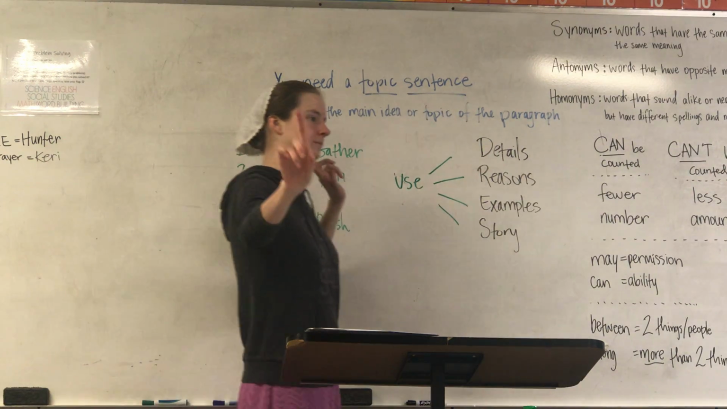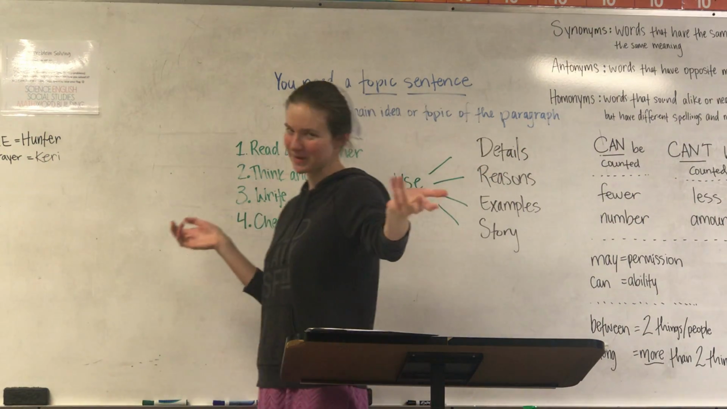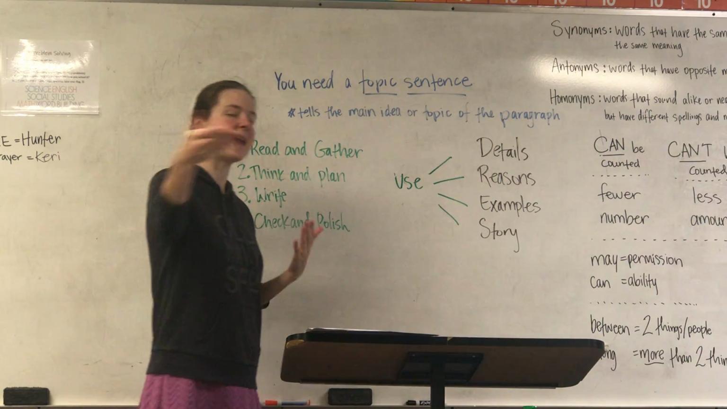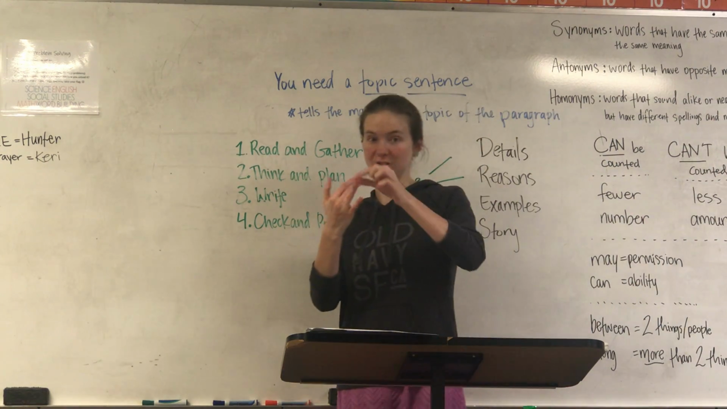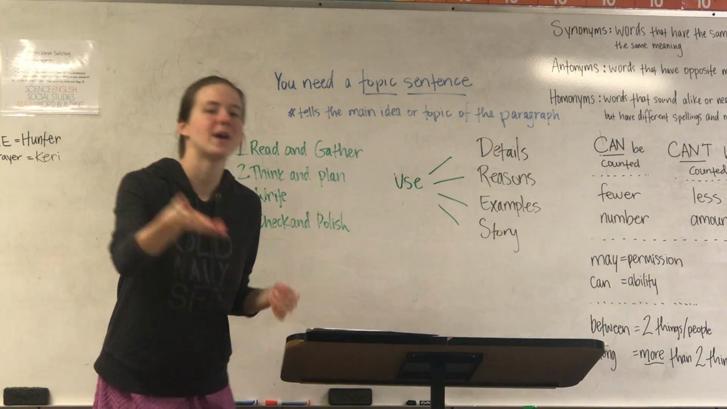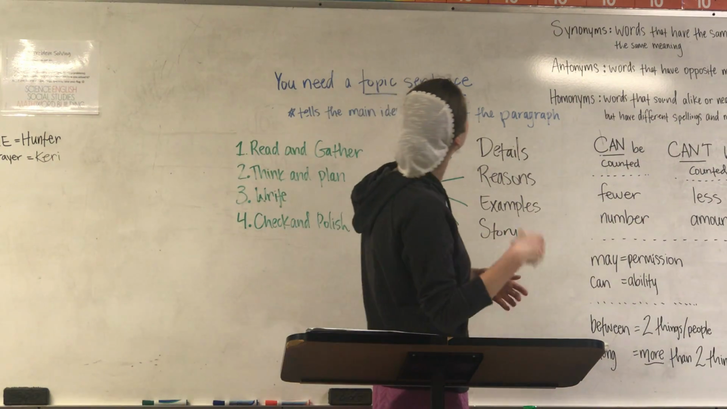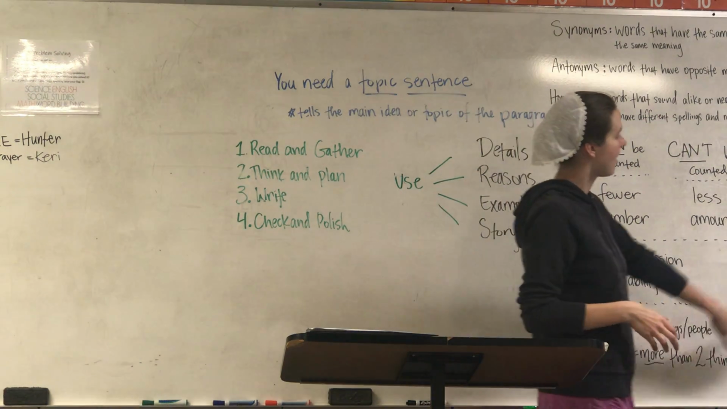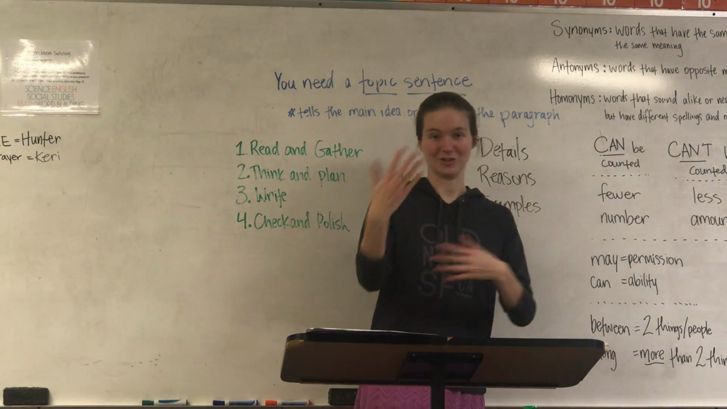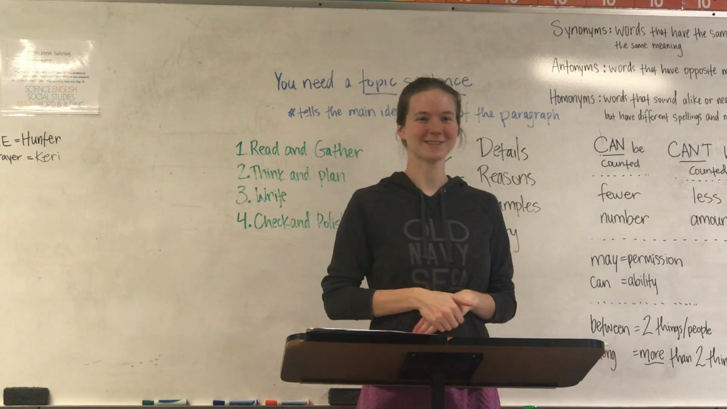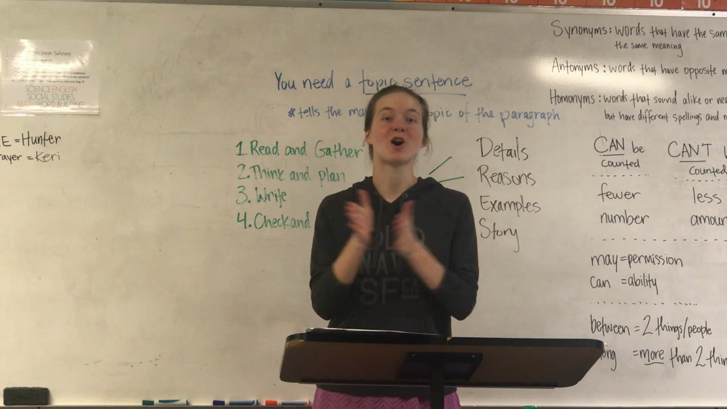We have noun, which is a person, place, thing, or idea. We have a verb, which means action or being verb. We have an adjective, describes a noun or pronoun. We have an adverb, describes a verb, adjective, or another adverb. We have a pronoun, takes the place of a noun. We have a preposition, our list of prepositions here, combined with a noun or pronoun to make a phrase. We have a conjunction that connects words or phrases, like and, but, for, nor, yet. And we have an interjection which expresses strong feeling.